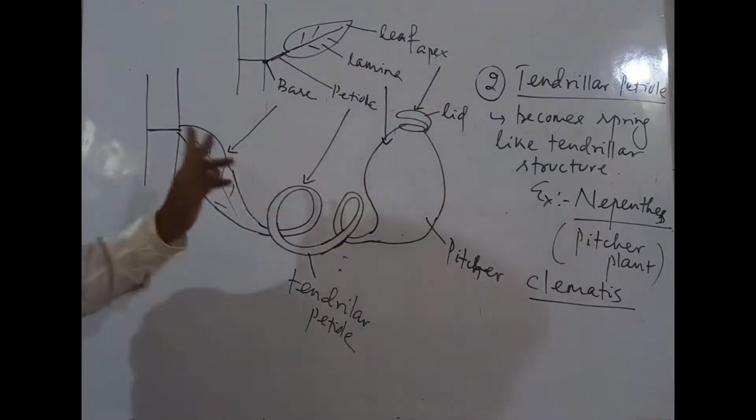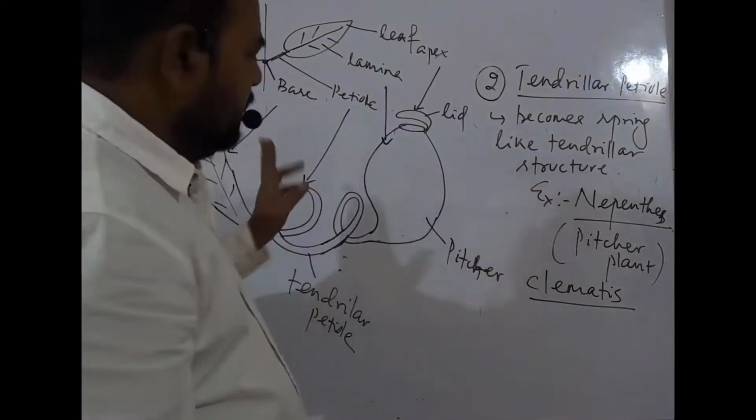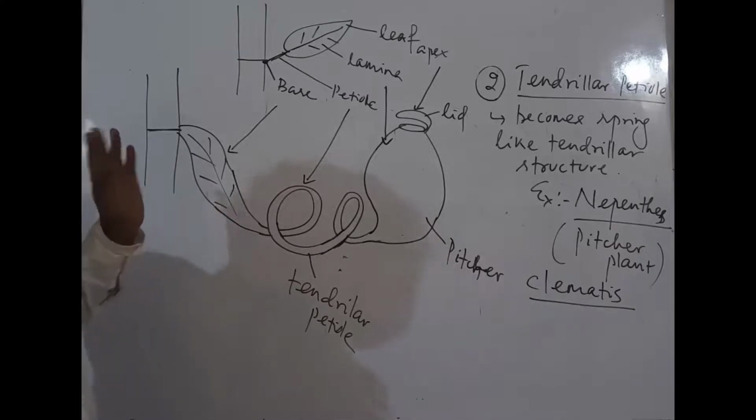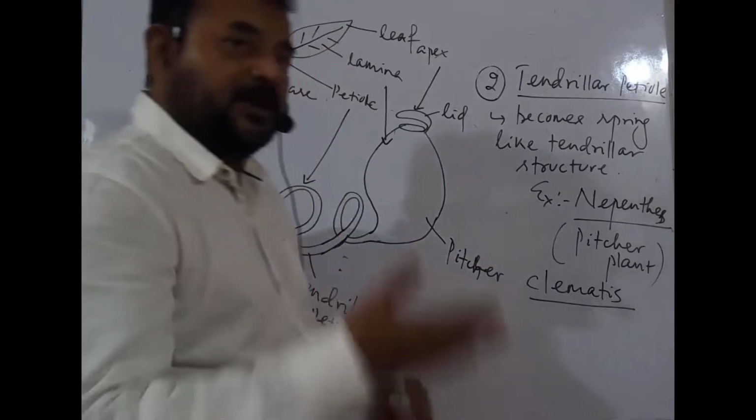So this is the Nepenthes plant, the scientific name is Nepenthes, and it is the pitcher plant. It is an insectivorous plant. So this is the example of tendrilar petiole. Next is bulbous petiole. So you can draw the diagram.